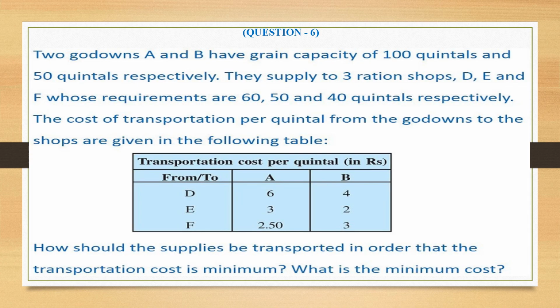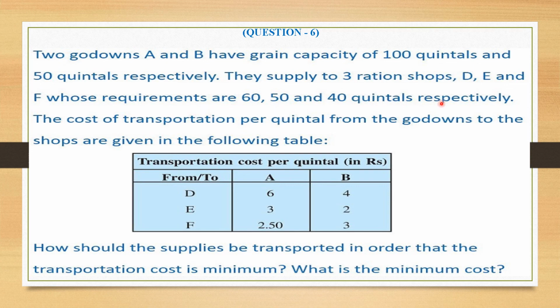Question number 6 of your miscellaneous exercise is a transportation problem. Okay, so let us see what kind of transportation problem it is. Two godowns A and B have grain capacity of 100 quintals and 50 quintals respectively. They supply to three ration shops D, E and F whose requirements are 60, 50 and 40 quintals respectively.